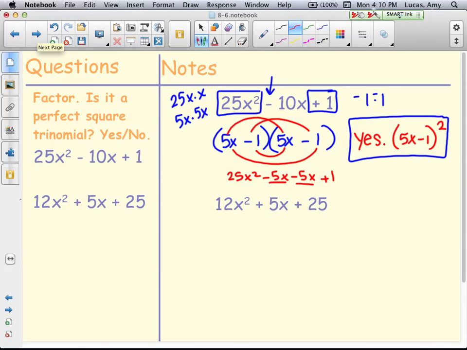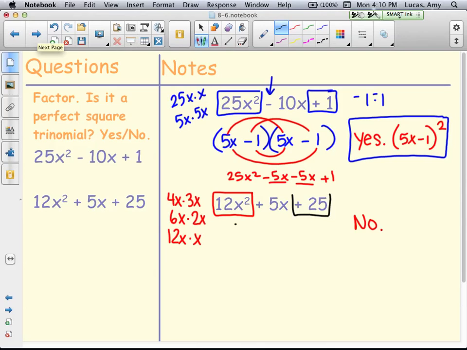My next one, 12x squared. Well, I can already tell you that this one is no, because 12x squared is not a perfect square. So my factors either have to be 4x times 3x, 6x times 2x, or 12x times x. I don't know which one's going to work.